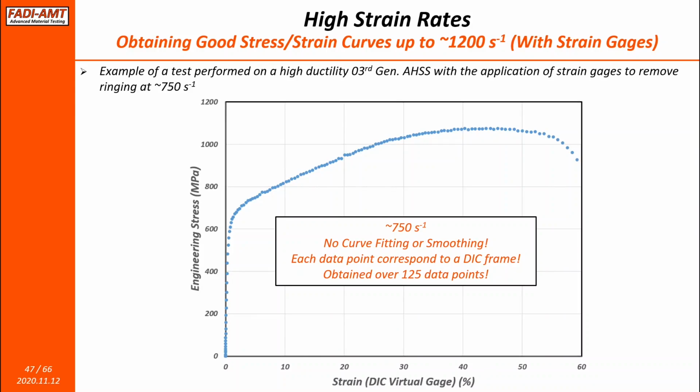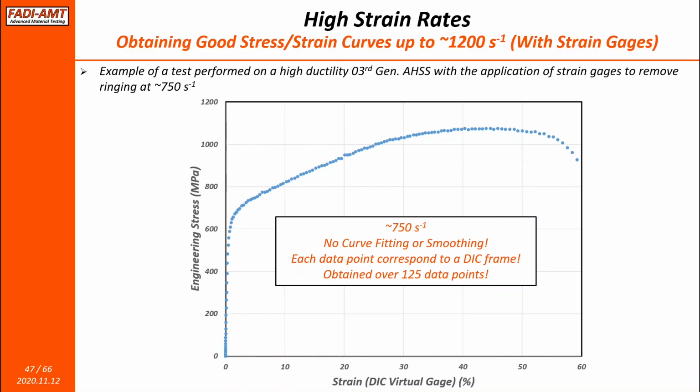This is another example of a high strain rate test that was done at 750 strains per second on an advanced high-strength steel with high ductility. And I try to always show it with the data points themselves, without filtering whatsoever. So you can see the density of data that was obtained for this strain rate.